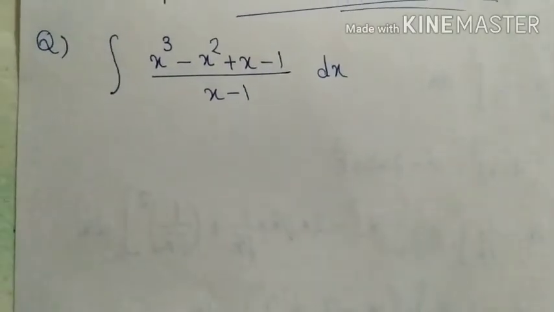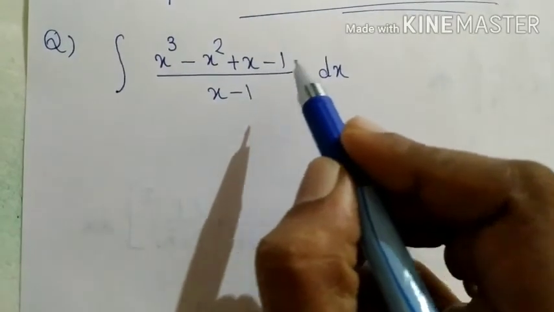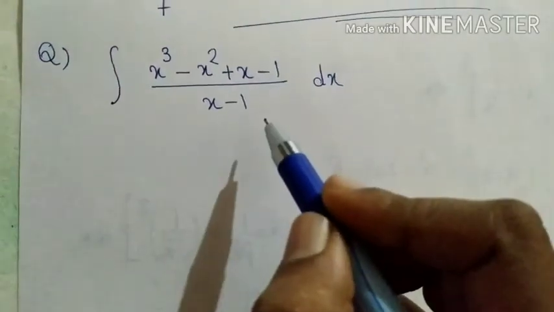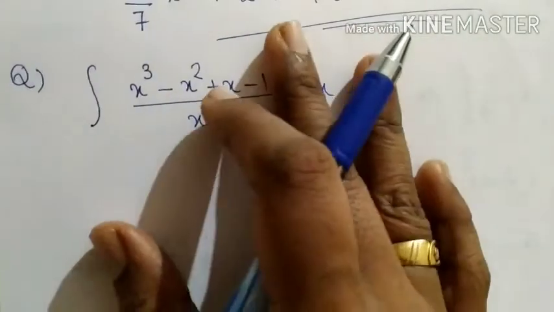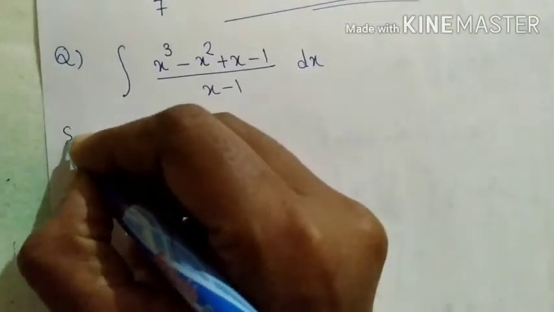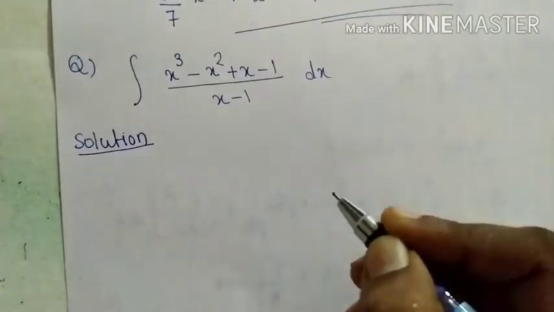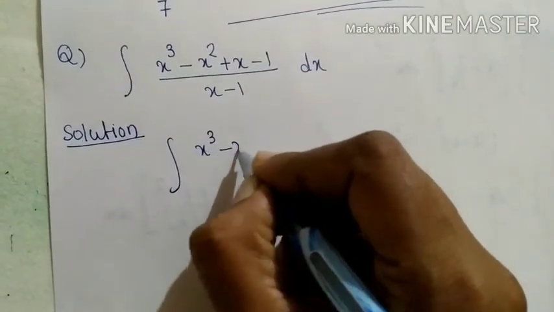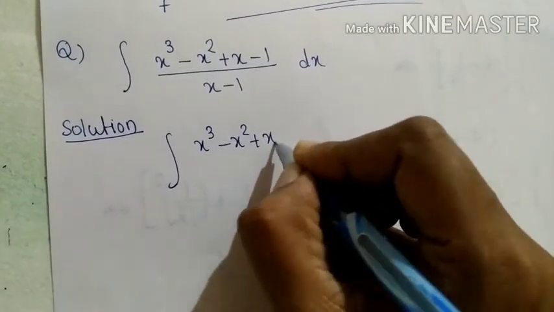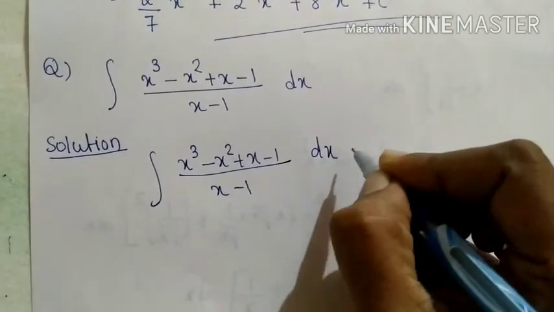This is our next question. Integral x cube minus x square plus x minus 1 divided by x minus 1 dx. So we need to find the value of this. So let's start the solution of this question. Here given that integral x cube minus x square plus x minus 1 divided by x minus 1 dx.